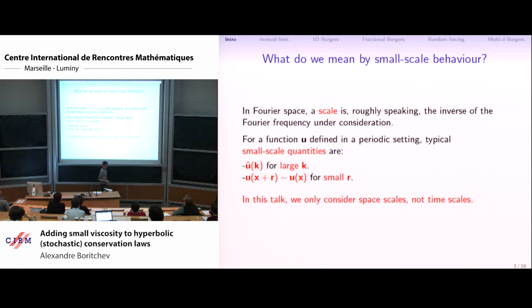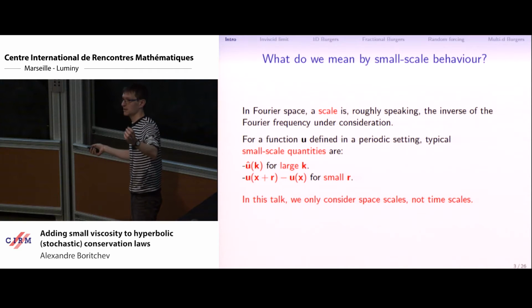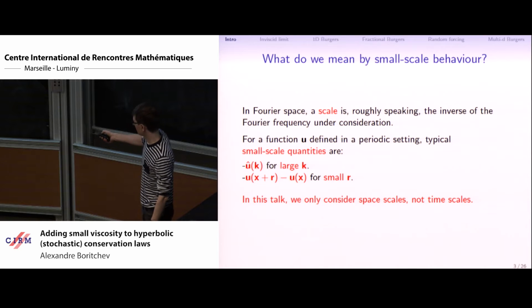So first, I had small-scale behavior in the title of my talk. What do we mean exactly? So first, in the physical space, the meaning is almost obvious. Something which happens on small scale is when you introduce a small space parameter. And in Fourier space, for instance, if you consider a spatially periodic model, the scale can only be the inverse of the Fourier frequency we are studying, where something interesting happens.